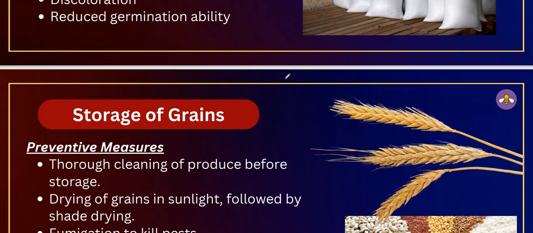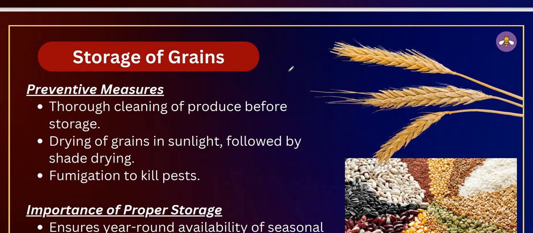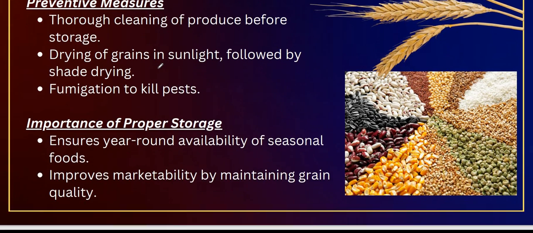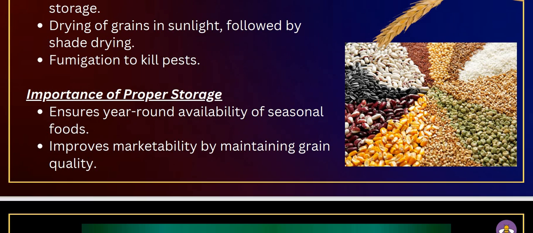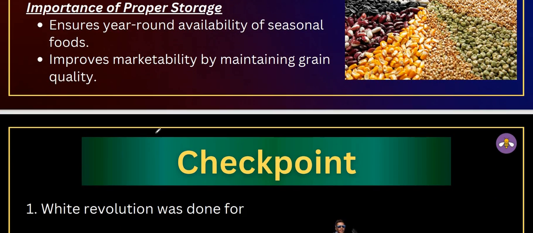So see, storage of grains, preventive measures: thorough cleaning of produce before storage, drying of grains in sunlight followed by shade drying, and fumigation to kill pests. Importance of proper storage: to ensure year-round availability of seasonal food and improve marketability by maintaining grain quality. Now, what do you mean by fumigation of pests? It is the method in which that particular area or grain is filled with pesticide and all the pests are killed at one time by a spraying method, or also by a powder method. The most common is boric acid, as far as I know.